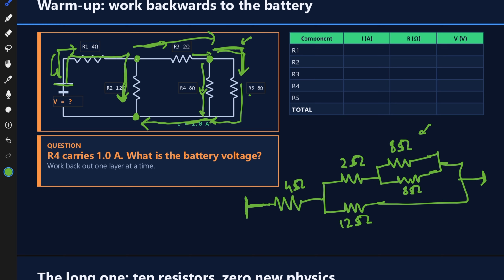What I did was I basically split the circuit up. I broke it up into pieces that we can analyze. So first let's fill out what we know here. R1, 4 ohms. R2, 12 ohms. R3, 2 ohms. R4 and R5, 8 ohms each. Okay, and then the current through R4 we're given is 1 amp. So we don't know anything other than that. That's fine.